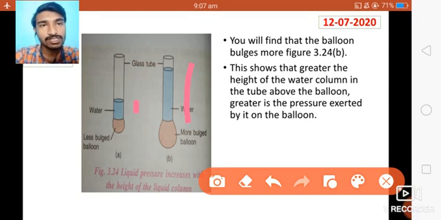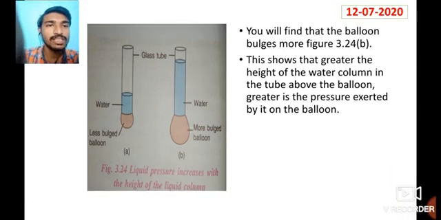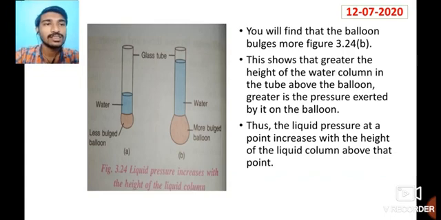Here in the first case, you can see the height of the water column is very less. The pressure exerted by the liquid is also very less here. Thus, the liquid pressure at a point increases with the height of the liquid column above that point. That means to increase the liquid pressure in a vertical column, you have to take a greater quantity of liquid. If you take very little liquid in the glass tube, the pressure will also be very less.